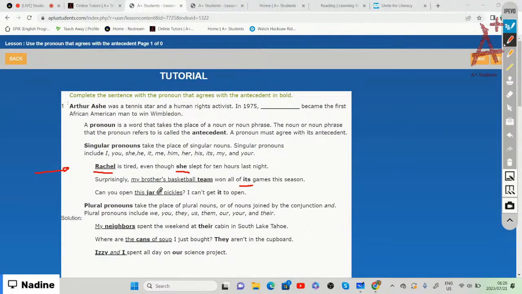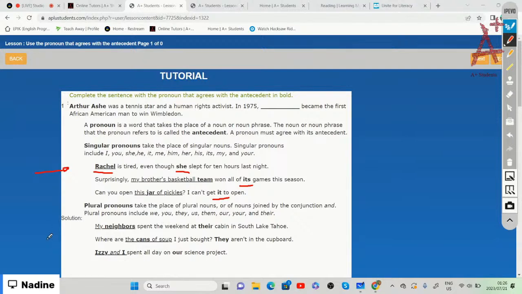Can you open this jar of pickles? I can't get it to open. So "it" refers to the jar of pickles. And in these three examples that we just made, right, they are singular pronouns, which refer to either one person, one place, or one thing, right?